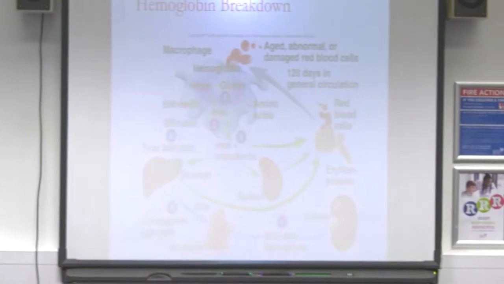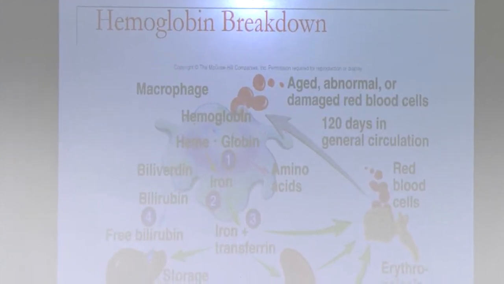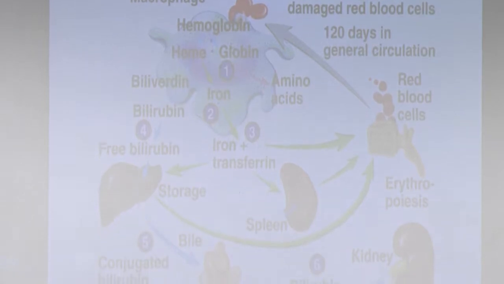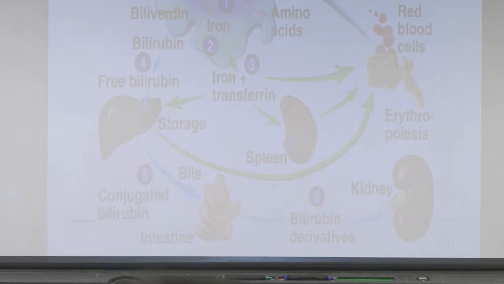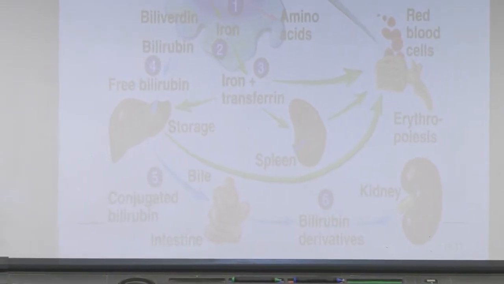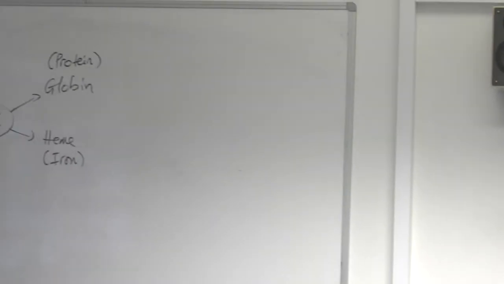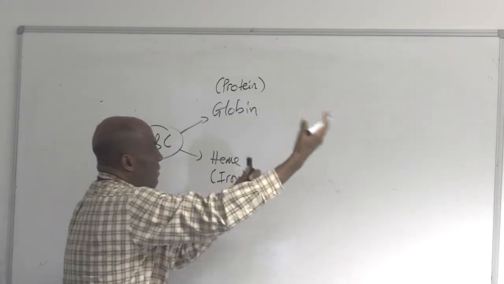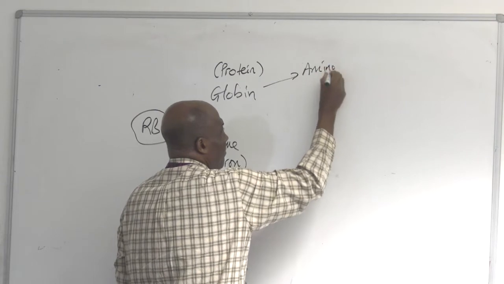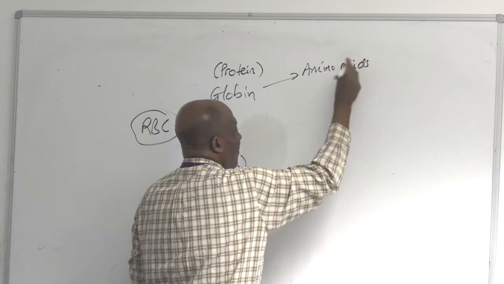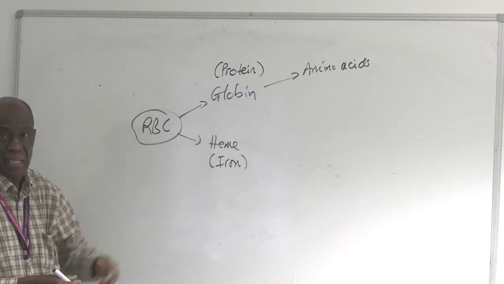Yeah, very, very important. So it goes down into the globin and the heme. The bit we need to really pick up here is that this globin is a protein component, and the heme is the iron part of the blood. The globin in the end becomes amino acids, which are utilized as part of protein synthesis in the body.